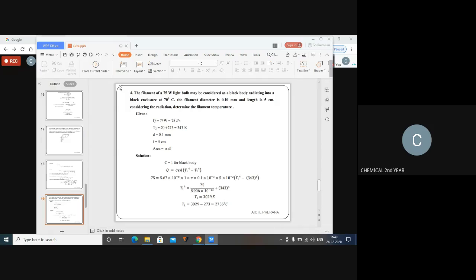5.67 into 10 to the power minus 8, into emissivity given as 1, into pi into diameter, which has been given, and length has been given. 0.1 is the diameter and 5 is the length. After substituting all this, you have T1 power 4 minus T2 power 4. T1 is the filament temperature you have to find out, and the other temperature has been given as 343 Kelvin.